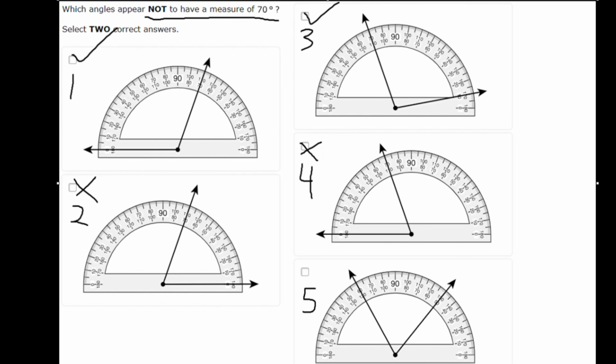All right, let's check out option 5. Option 5 lines up here and here. I'm using the top numbers. So we have 60 right here, and right here we have 130. What's 130 minus 60? That's 70. So this is not what we're looking for, okay? Because we're looking for protractors that do not have a measure of 70 degrees. So our 2 correct choices are choice 1 and choice 3, because they do not measure up to 70 degrees.